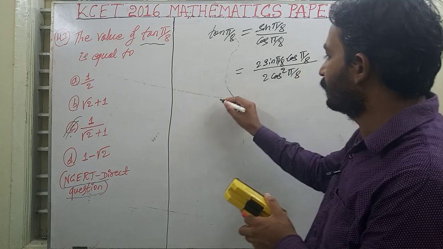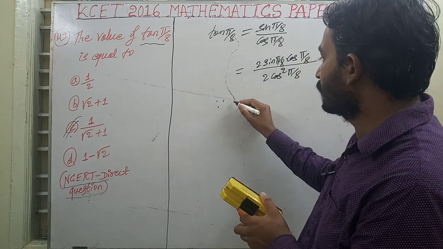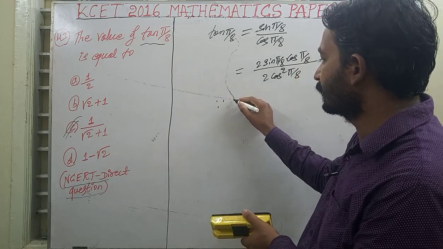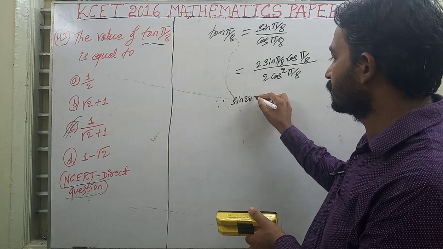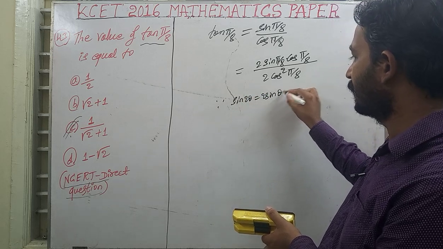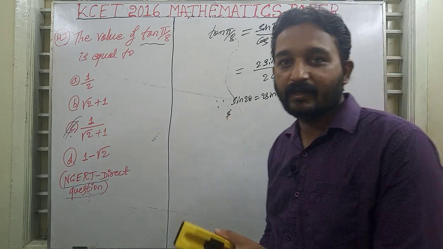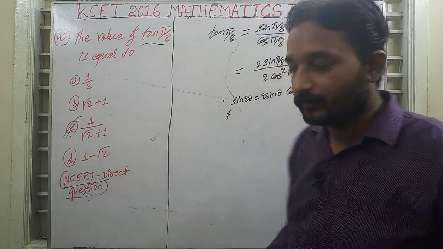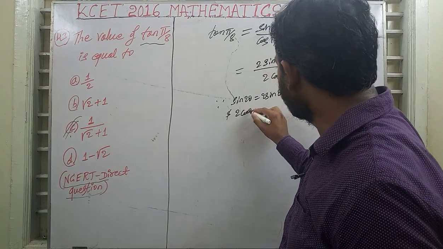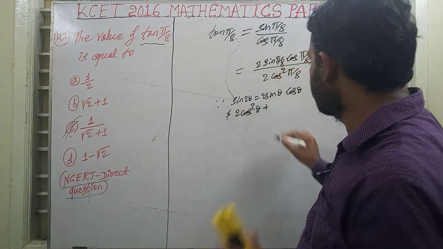Using the trigonometry formula, 2 sin theta into cos theta is equal to sin 2 theta. So sin 2 theta is equal to 2 sin theta into cos theta, and 2 cos square theta is nothing but 1 plus cos 2 theta.